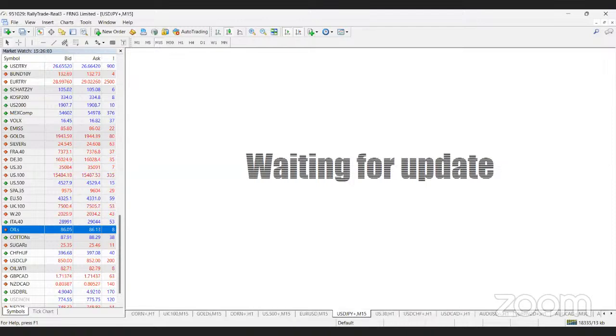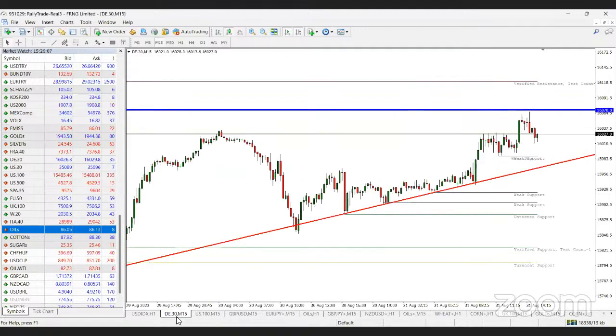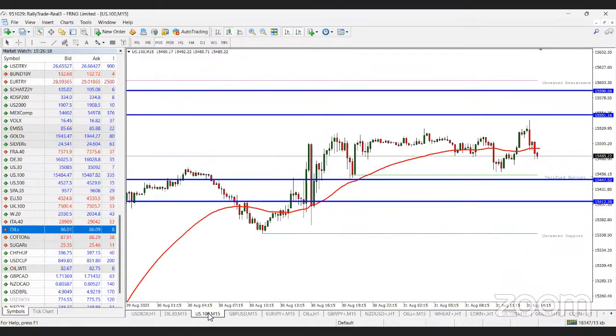So I think we can actually work with these entries that we already have. I did not do analysis for DE30. We've scalped on DE30, so I do not want us to spend too much time on that.